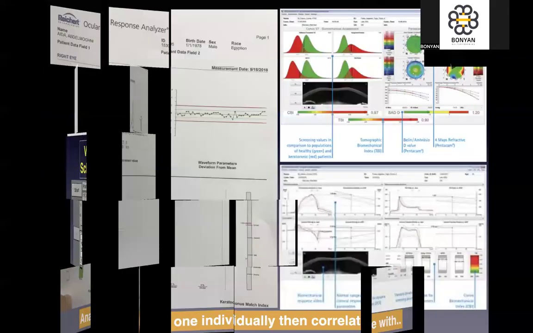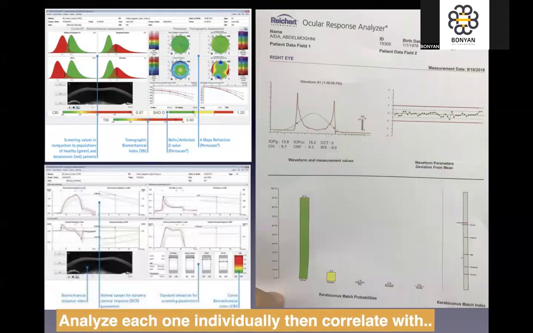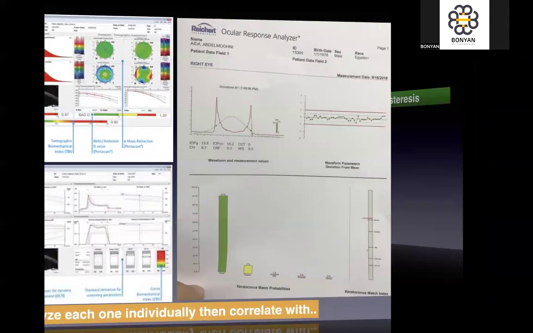And this is the Corvis ST, and this is the printout showing here. If you look, you will find that the intraocular pressure is 15. The same corneal hysteresis is one of the factors which is responsible for the corneal response to traumas and indentation, and also it's important in the field of refractive surgery.